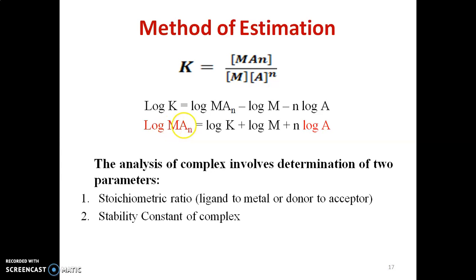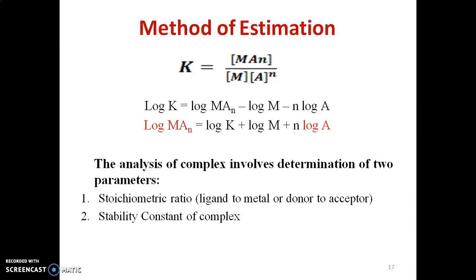These two highlighted factors are the stoichiometric ratio, which is the ligand to metal or donor to acceptor ratio, and the stability constant of the complex, which is the K value. So mainly in estimation of complexes, we determine the stability constant value and the n value, the stoichiometric ratio of ligand to metal or donor to acceptor.